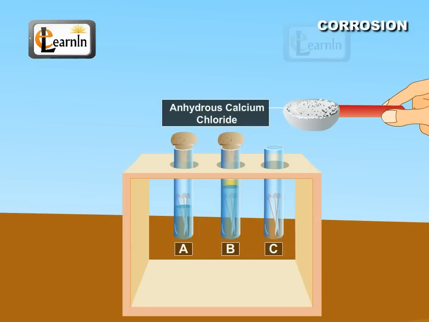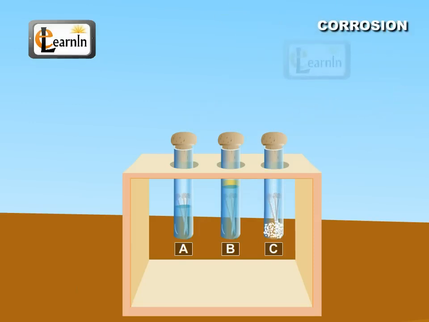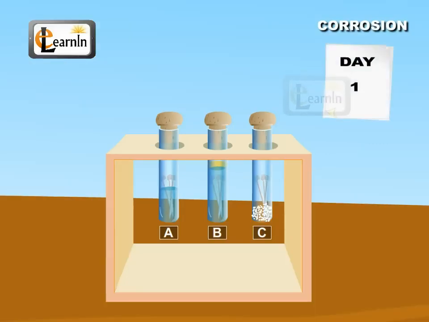A small amount of anhydrous chloride should be added to test tube C, and it should be corked. The moisture which will be present in this test tube will be absorbed by the anhydrous chloride. The test tube should be left undisturbed for a few days and then observed.